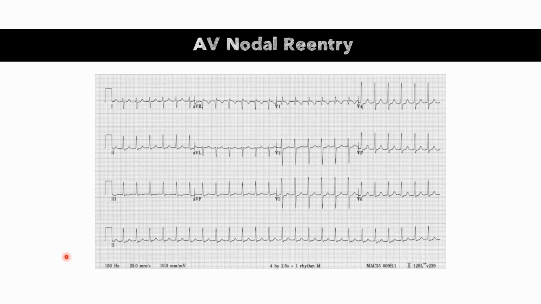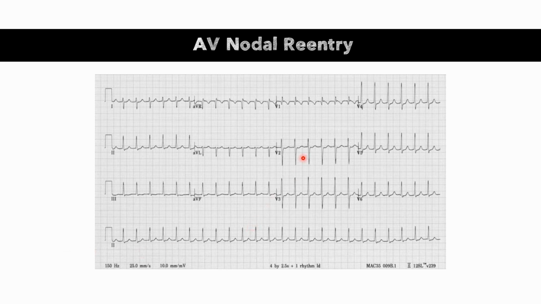So AV nodal reentry. What the heck is AV nodal reentry? Well, that's what you usually refer to as SVT. But SVT is an umbrella term. It encompasses a lot of tachyarrhythmias. Technically, if it's a tachyarrhythmia that originates from above the level of the AV node, then it is a supraventricular tachycardia. It's SVT. Technically, sinus tach is an SVT. But AV nodal reentry is what we think of when we're saying SVT.